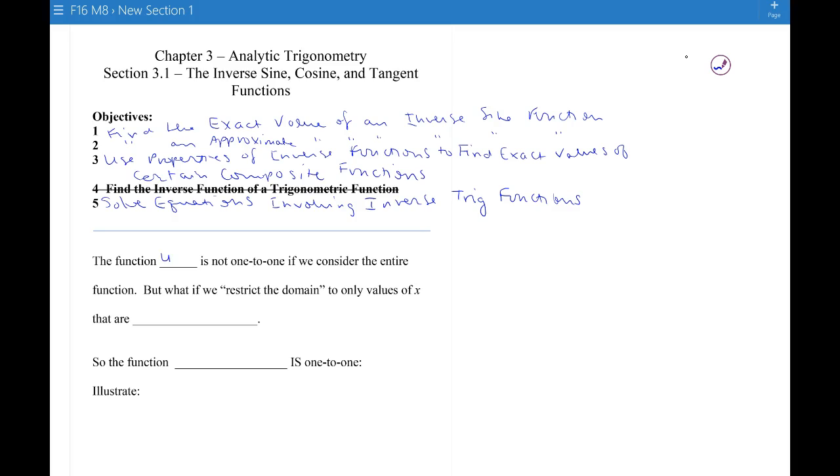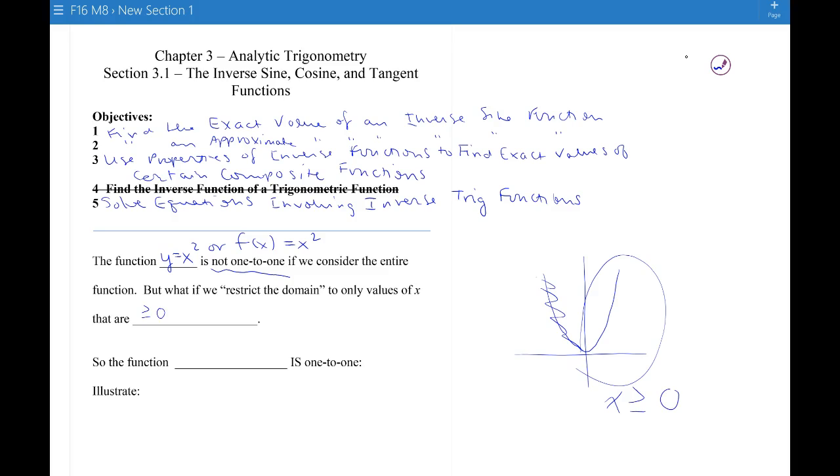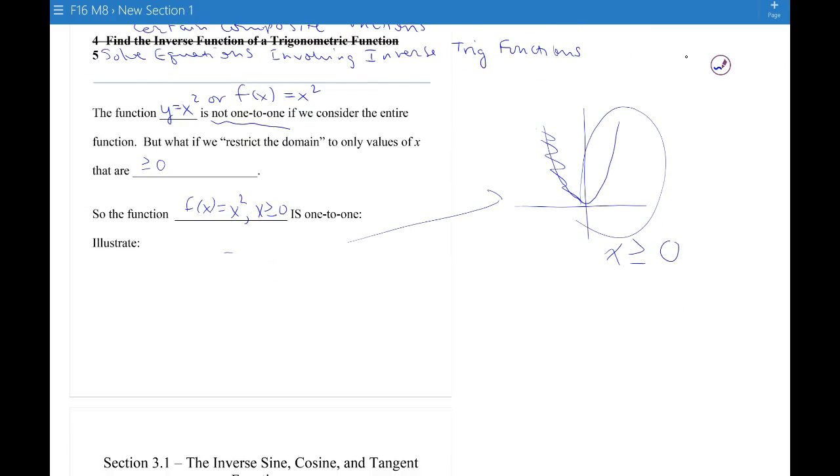So recall that the function y equals x squared, or we can write it f of x equals x squared. Remember that that's your basic upward opening parabola, and that if we look at the whole thing, it's not one-to-one. But if we restrict the domain to only values of x that are greater than or equal to 0, then the function f of x equals x squared, and we put a comma, x greater than or equal to 0, to say the domain is restricted. It is one-to-one. So here's our picture.